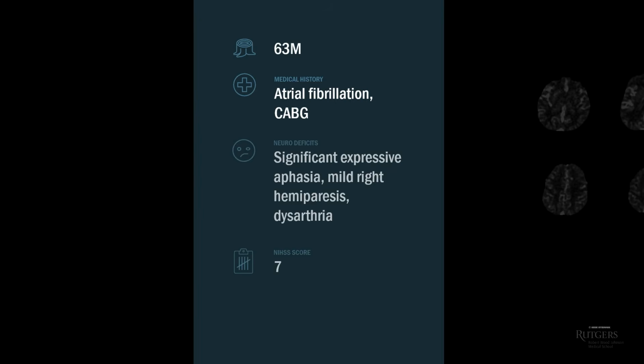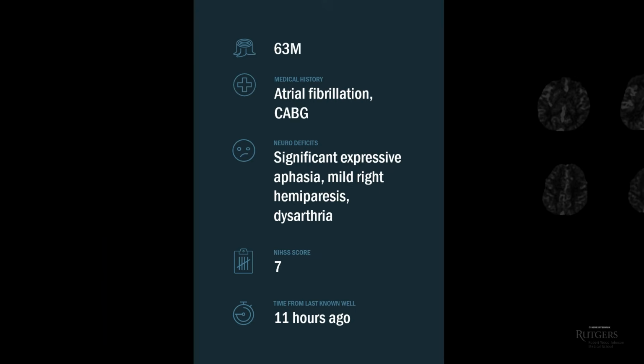It's 4 a.m., and you respond to a code stroke in the cardiothoracic ICU. A code was called for a 63-year-old man with multiple vascular risk factors, including atrial fibrillation. He was off anticoagulation for a coronary artery bypass grafting surgery, which he underwent earlier today without any complications. When sedation was weaned, the nurse noted significant expressive aphasia, mild right hemiparesis, and dysarthria. NIH stroke scale score is 7. He was last known well 11 hours ago, pre-op.